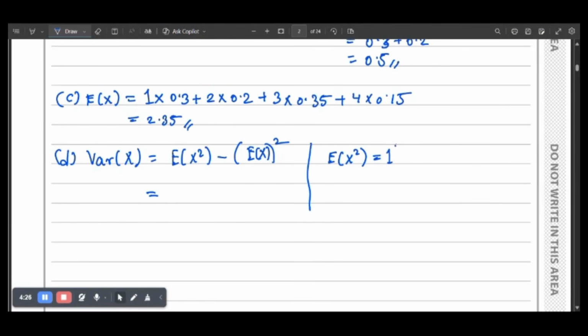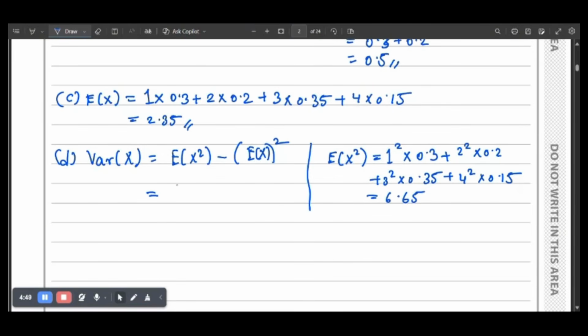So 1 will be 1 squared. The respective probabilities will not change, but the data values will be squared. 2 will be 2 squared, 3 will be 3 squared, and 4 will be 4 squared. This will give us 6.65.